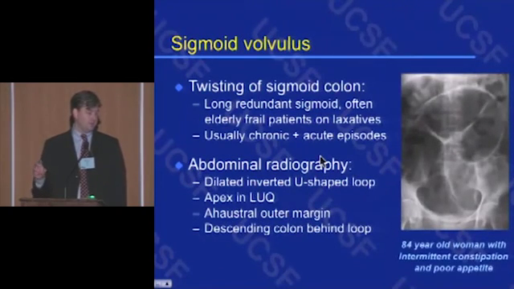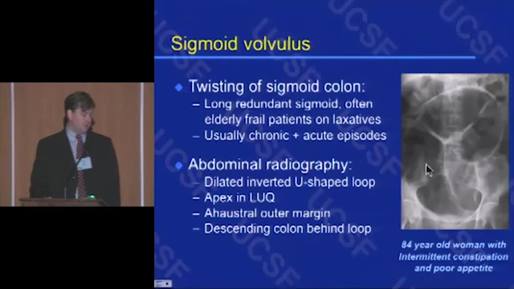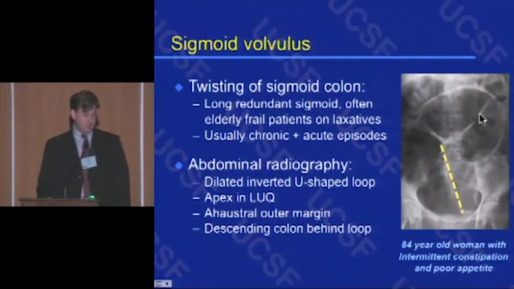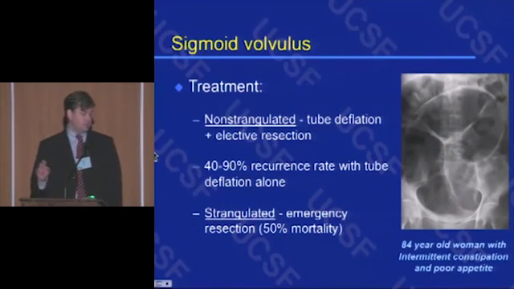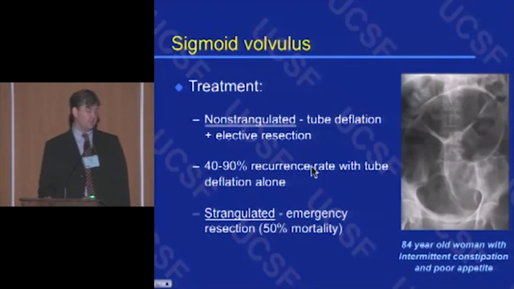The sigmoid volvulus is next. It's usually seen in elderly patients with recurrent laxative use. They come in with acute and chronic symptoms. This is the classic inverted U. Follow it down into the left lower quadrant. Follow that fold, it'll point you to the origin. Usually the descending colon is seen behind it, so you can see right here the descending colon going posterior to it. Usually non-strangulated or non-acute patients are treated with tube deflation and elective resection.